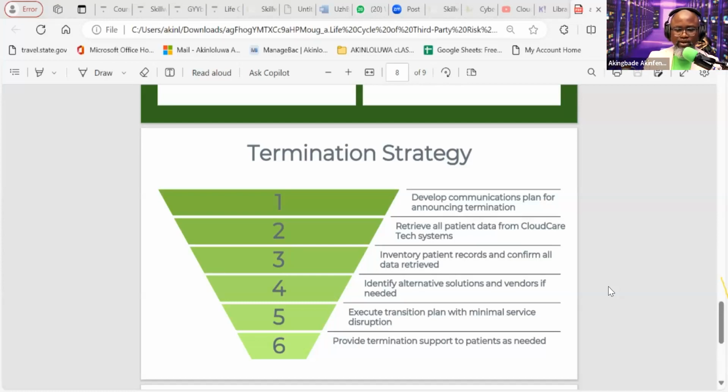What about inventory of our patients' records and retrieval? It's just a lot of work we've got to think about, and also, what are the alternative solutions we have in place of this terminated project or contract, right? The transition plan must be clear with minimal service disruption. Very important. Then we also mostly like to bake in termination support, meaning, okay, give us some support even after the termination is done. Let's have some element of support also in the process. Very important also as we proceed.